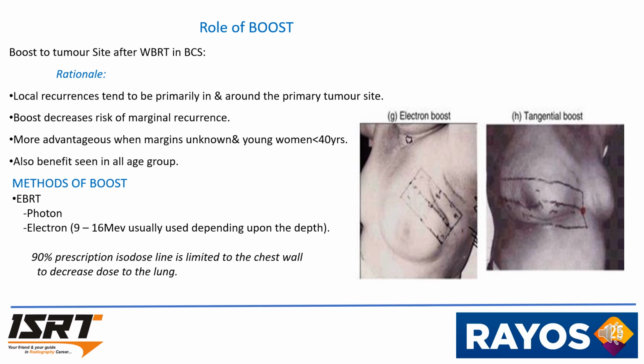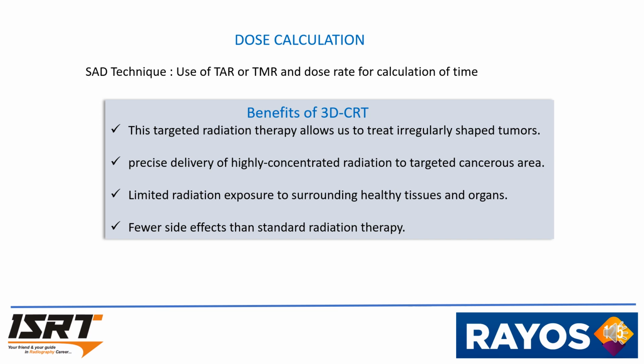Methods of boost. External beam RT, photon and electron beams are used. Electron beams 9 to 16 MeV usually used. Benefits of 3D CRT. The targeted radiation therapy allows us to treat irregular shaped tumors. Precise delivery of high concentrated radiation to targeted cancer site. Limited radiation exposure to surrounding healthy tissues and organs. Fewer side effects than standard radiation therapy.